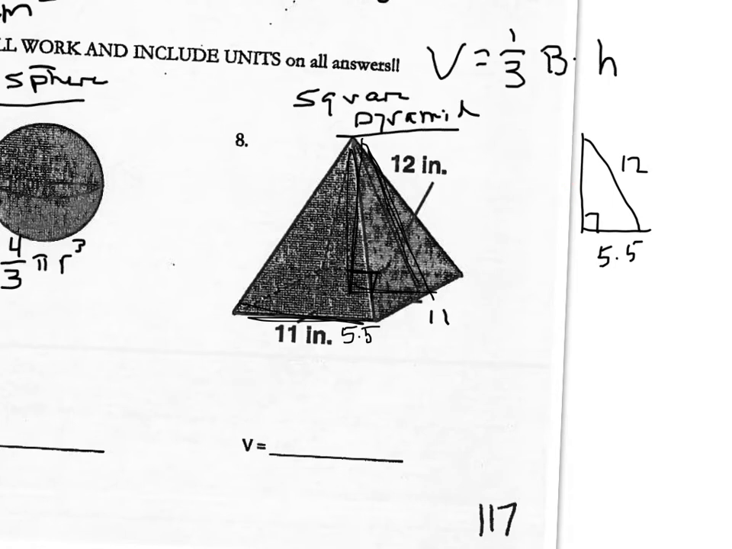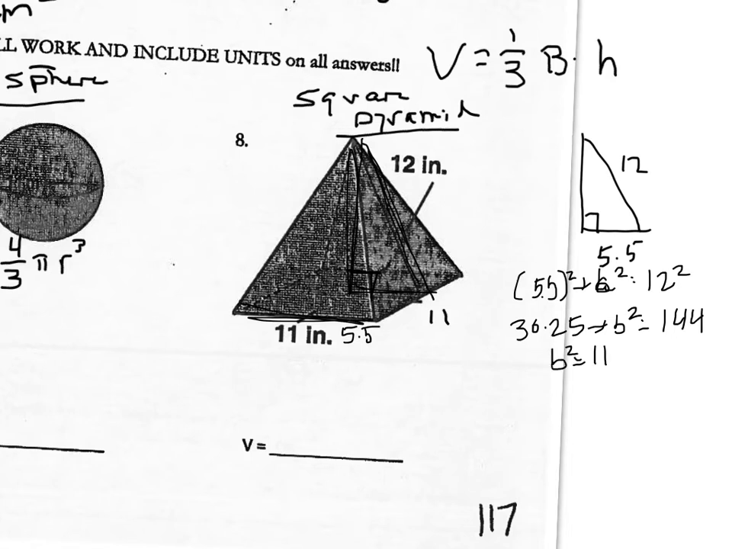Well, we have 2 sides, so let's use Pythagorean theorem. So 5.5 squared plus b squared is equal to 12 squared. 5.5 squared is 30.25 plus b squared equals 144. Subtract that from both sides. Subtract 30.25, and you get b squared equals 113.75. Square root both sides, and we get approximately 10.67. Okay, so that's going to be inches as our height. So this height right here is 10.67 inches.